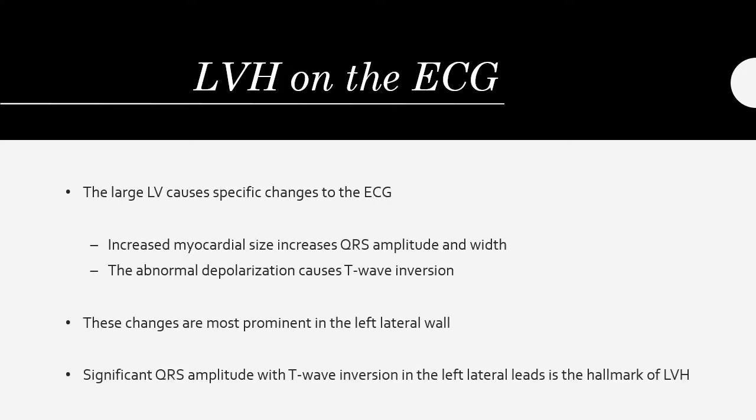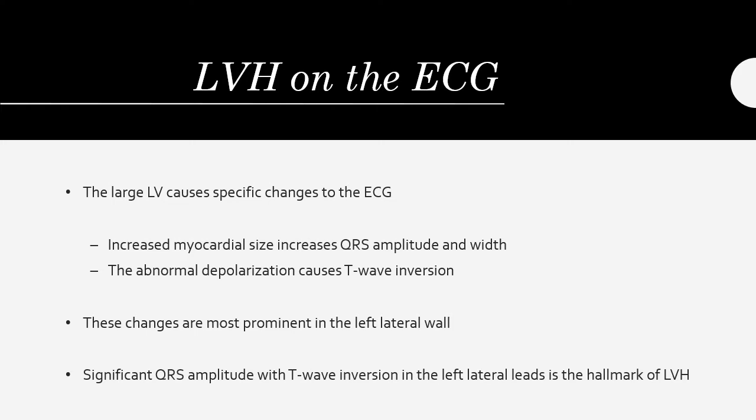So identifying LVH on the ECG is actually pretty simple if you understand the basics of EKG interpretation. The increased myocardial size, basically all the muscle cells, since there's more and more of them in LVH, are going to increase the energy production on the left ventricle, and so you're going to see an increase in the QRS amplitude, the QRS height and width, on all the leads that look at that left lateral wall. Those are all your lateral leads, so V5, V6, 1, and aVL.